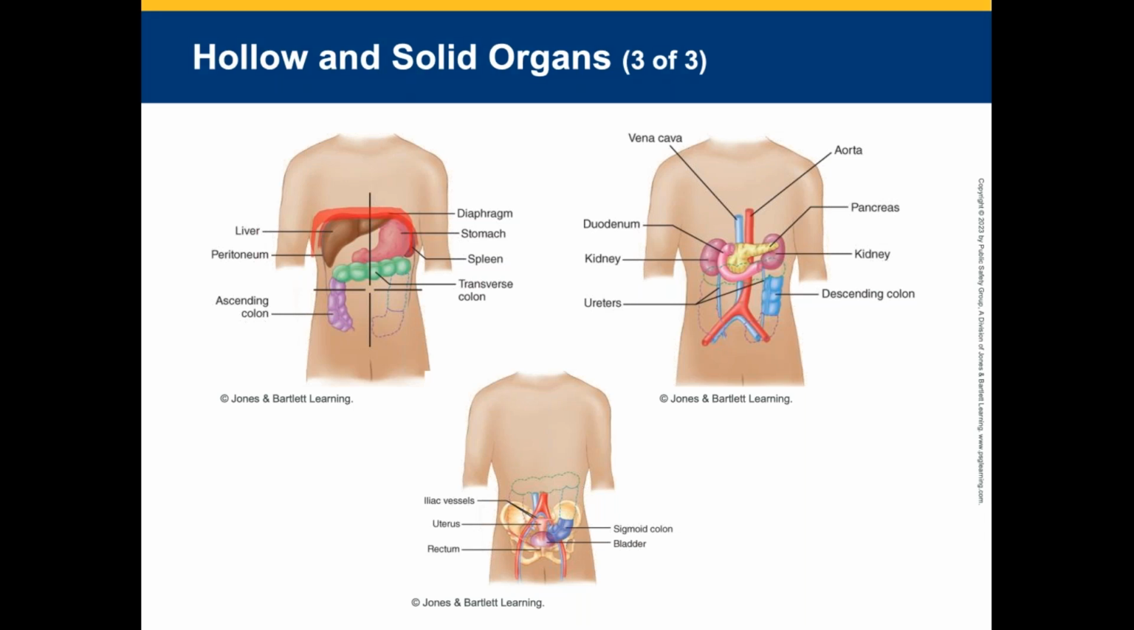Then we look at the retroperitoneal space, looking towards the back, with the vena cava, aorta, the pancreas being more retroperitoneal, the kidneys, and then the descending colon being out back. This is more looking towards the backside, and the ureters coming down from the kidneys going into the bladder, right? Then we have down here the iliac vessels, uterus, rectum, bladder, sigmoid colon as well. This is going to be more of the pelvic cavity. So there is some protection, but any one of these could bleed significantly, especially looking into the pelvis as well.